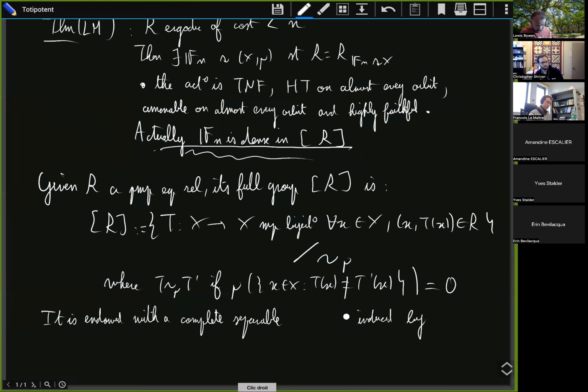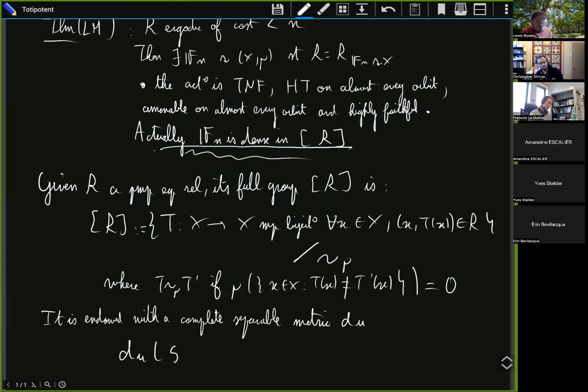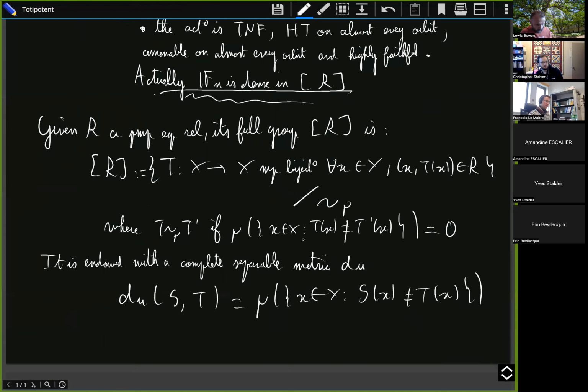I mean, sorry, if I say complete, I want to say that I have a metric, d_u given by d_u(S, T) is the measure of the set of x in X such that S(x) is different from T(x). Okay, and so the fact that this is a metric, that I have separation, really comes exactly from the fact that I quotiented out by this equivalence relation. All right, and this metric, one can check that it is left and right invariant. In particular, group operations are continuous. So this is actually a Polish group.